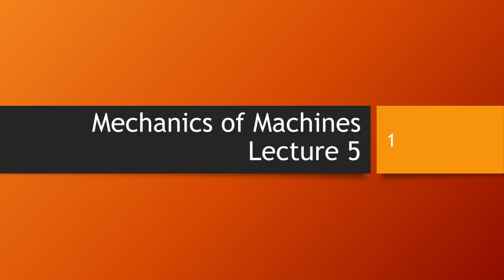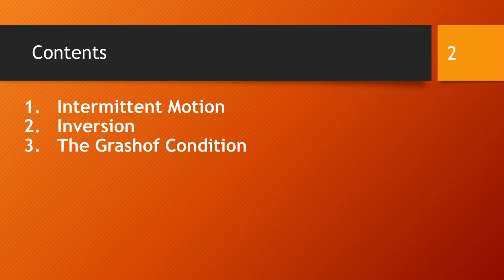Today we are exploring Lecture 5, focusing on key mechanical concepts essential for engineering design. In this video, we will cover three main topics: intermittent motion, inversions, and the Grashof condition. Mastering these is crucial for designing effective machine components.